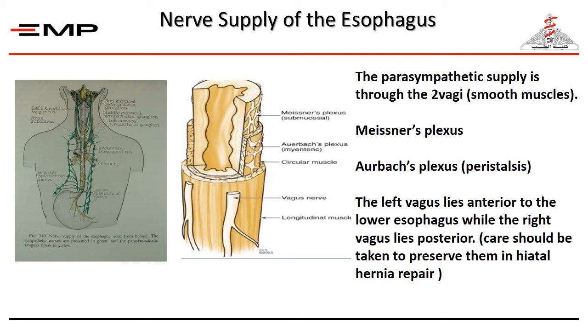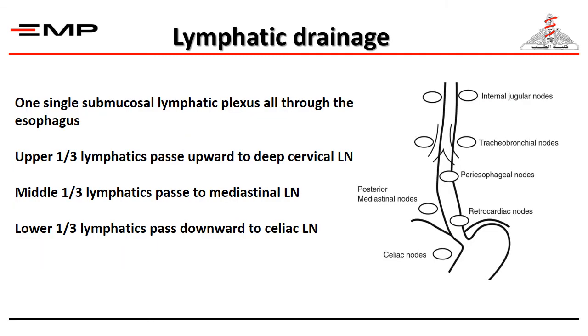in case of hiatal hernia repair. The lymphatic drainage is very important for cases of malignancy. There is one single submucosal lymphatic plexus all through the esophagus. This is the very peculiarity of the esophagus, and this submucosal lymphatic plexus goes up and down.